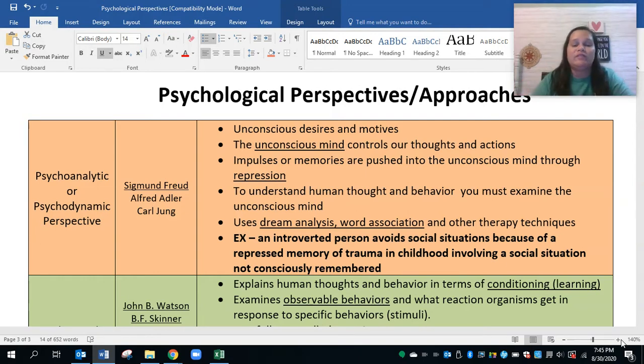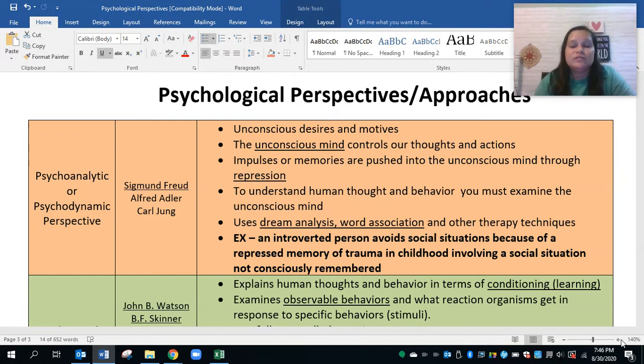With each of these, we have an example of how we might try to explain a behavior using the perspective. So on our first one, or on all of these, we're going to use introversion. Introversion is when somebody is not really socially outgoing, they prefer to keep to themselves. So we're going to try to give an explanation for why a person might be introverted from each perspective.